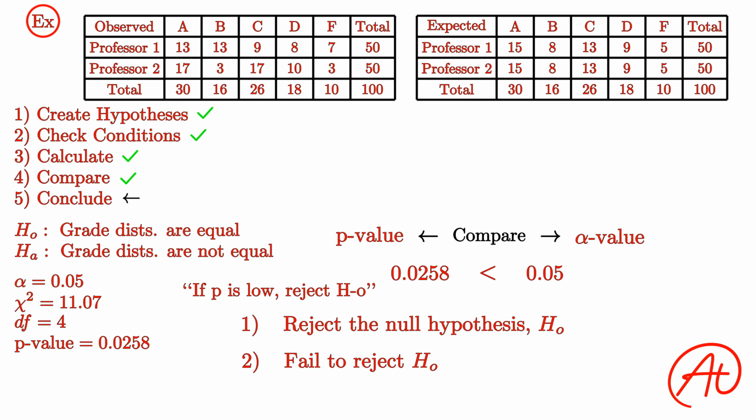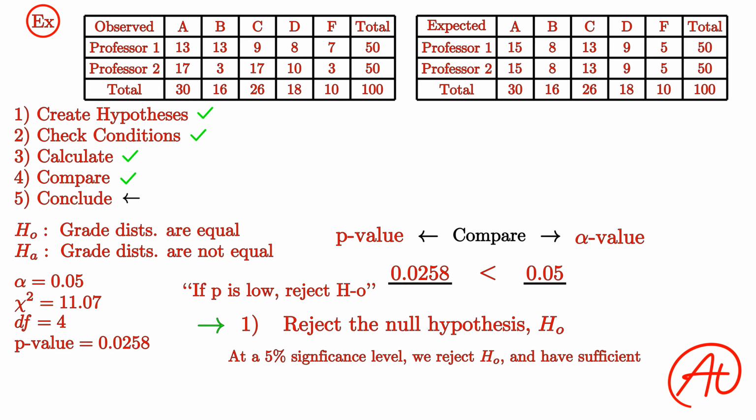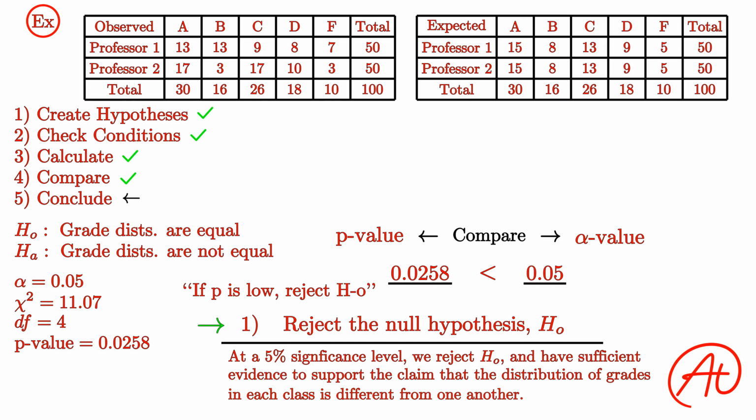For our example, the p-value of 0.0258 was less than our alpha value of 0.05, so we would reject our null hypothesis. To put this in context of the problem, we could say at a 5% significance level, we reject the null hypothesis and have sufficient evidence to support the claim that the distribution of grades in each class is different from one another. And one last note when concluding is that by using this test, we can't necessarily say what about the grade distributions are different. All we can say is that we have sufficient evidence that they are different.